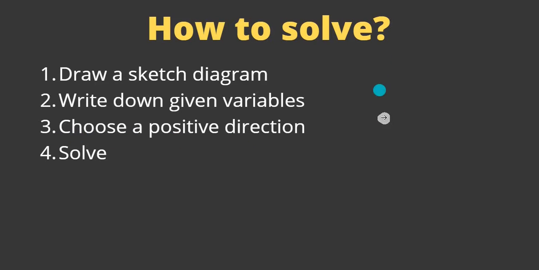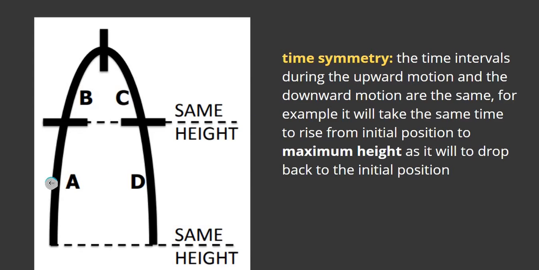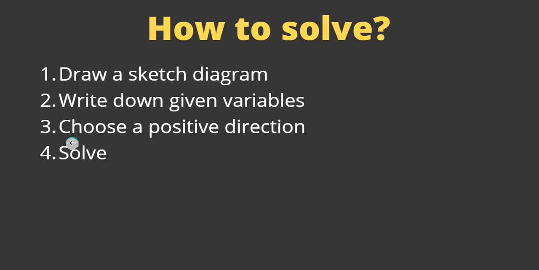Another important thing is for you to choose which direction is positive. Someone might say, I will say upward motion is positive, and that would mean that downward motion will be negative. Or someone might say, I choose downward motion to be positive and upward motion to be negative. It doesn't matter, but it's very important for you to keep that same convention throughout your whole question.